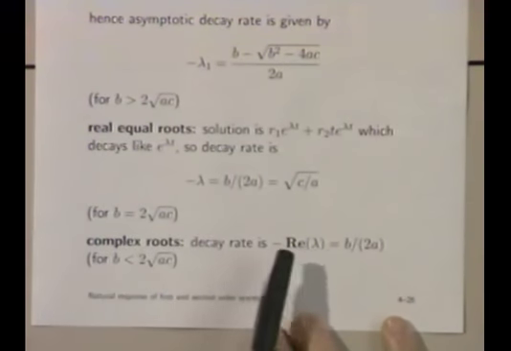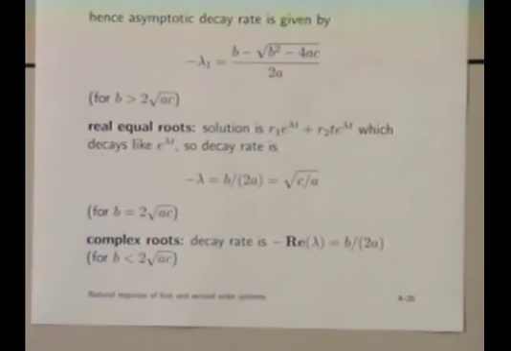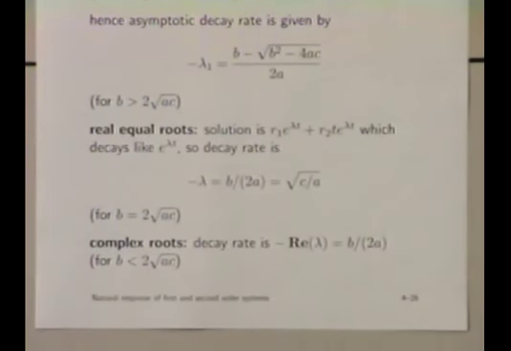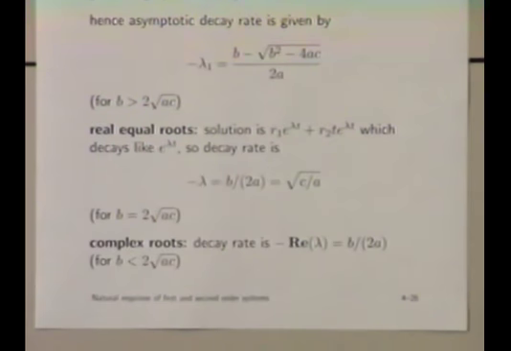And for complex roots, it's given by, again, the real part. And so, in summary, it turns out that it is the real part of the roots of the characteristic polynomial that determines the decay rate.